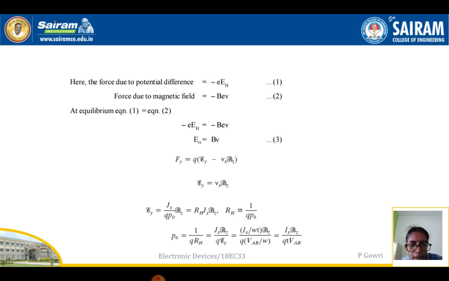Since all these parameters are known to us, we can find out the amount of charge carriers present in this. Based on this, we can find all the other parameters of the semiconductor devices.